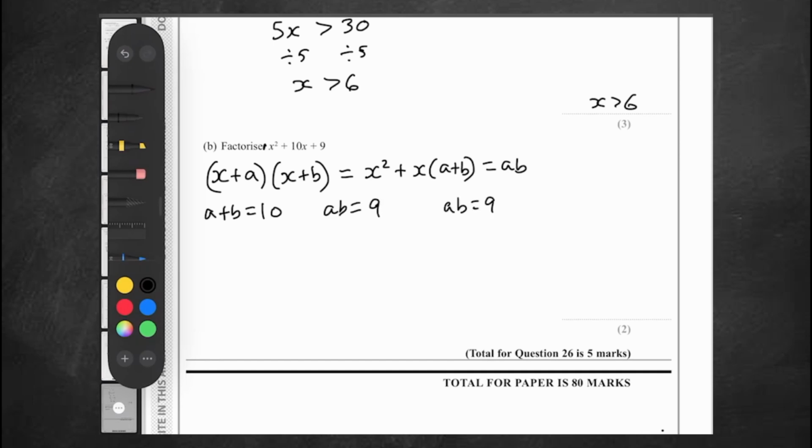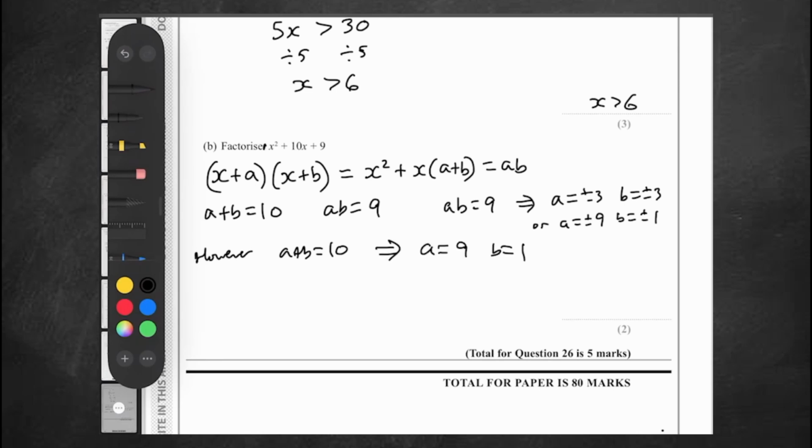If ab equals 9, then a equals plus or minus 3 and b equals plus or minus 3, or a equals plus or minus 9, b equals plus or minus 1. However, a plus b equals 10, therefore a must equal 9 and b must equal 1, as the 3s don't work and the minus 9 and the minus 1 don't work. So our factorizing is going to be x plus 9 multiplied by x plus 1.